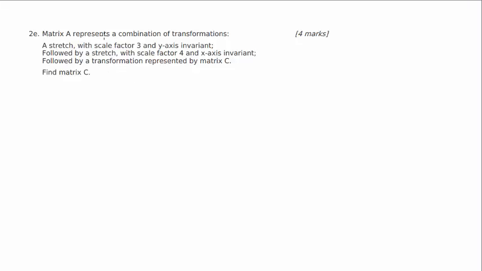Part E says matrix A represents a combination of transformations. A stretch, scale factor 3, with Y as the invariant, we'll talk about that in a second, followed by a stretch, scale factor 4, X is the invariant, and followed by a transformation represented by matrix C. Now, the first thing to realize, here we have matrix A. And when we think about this, this matrix is going to equal these 3 combinations.